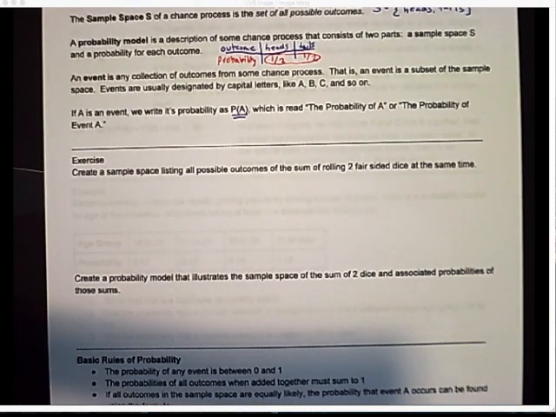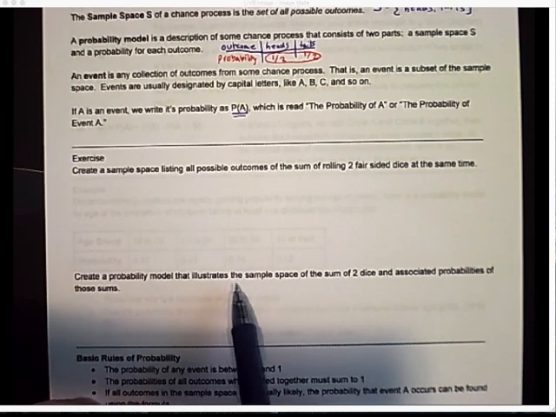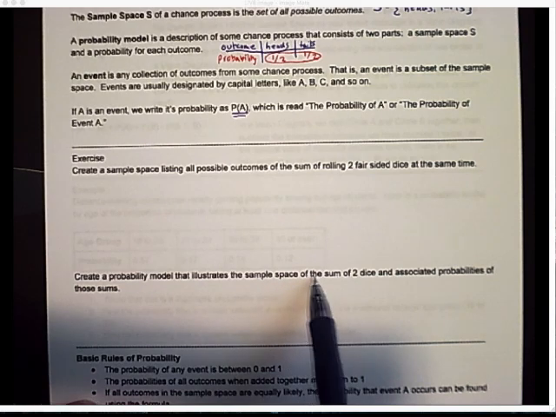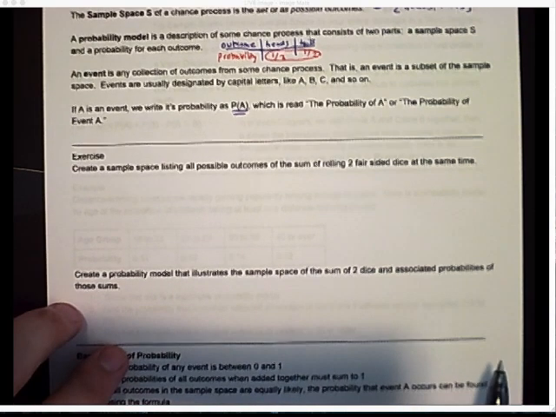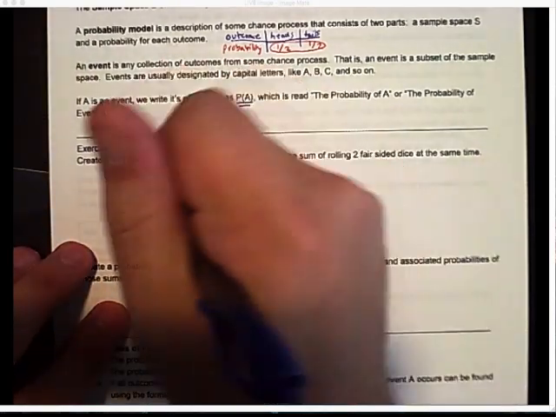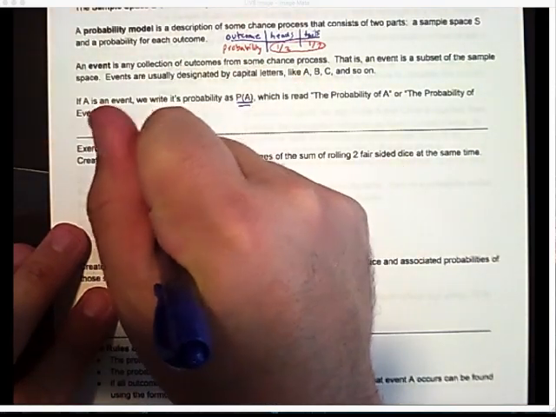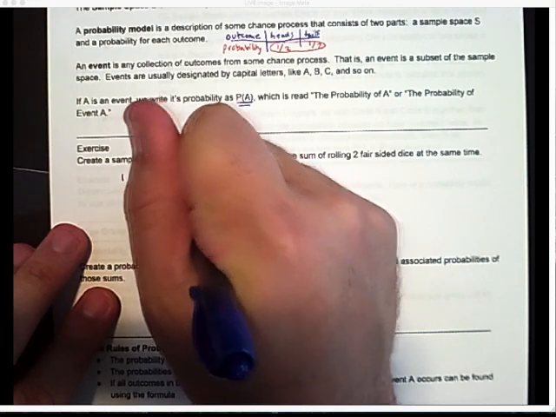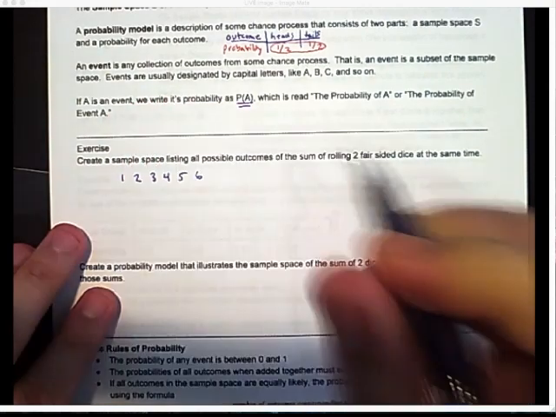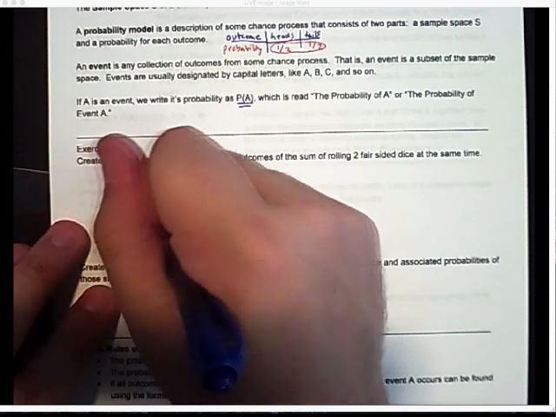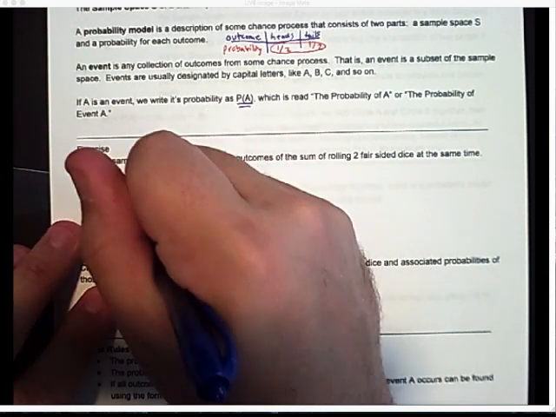All right, so let's go through the first exercise here. It says create a sample space listing all possible outcomes of the sum of rolling two fair six-sided dice at the same time. And then after that, create a probability model that illustrates the sample space of the sum of two dice and associated probabilities of those sums. Okay, so let's think about that. So when I roll one die, I can get the outcomes 1, 2, 3, 4, 5, and 6. So those are the outcomes for the first die.